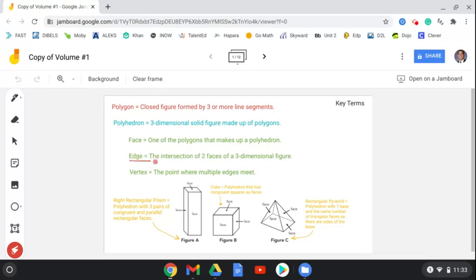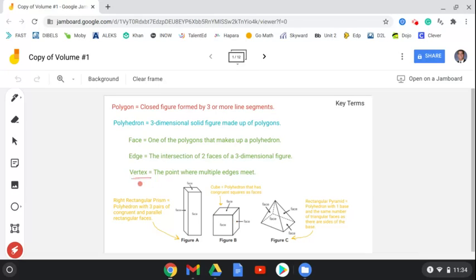An edge is the intersection of 2 faces of a 3-dimensional figure. So like in figure B here, this cube, this right here would be an edge. This is an edge. This is an edge. This is an edge. Okay, it's where the faces meet.